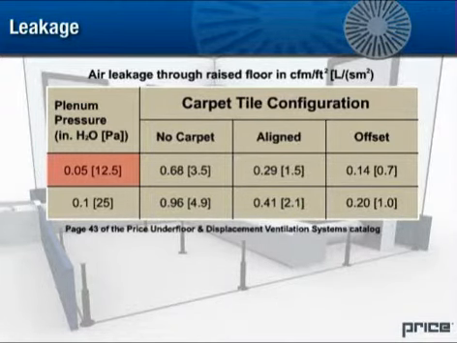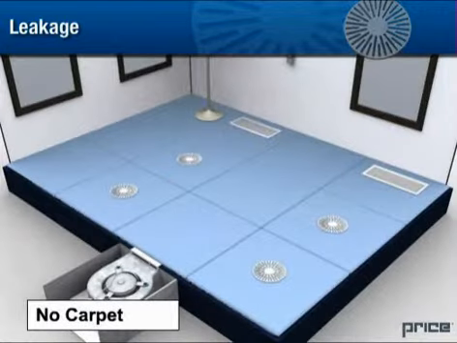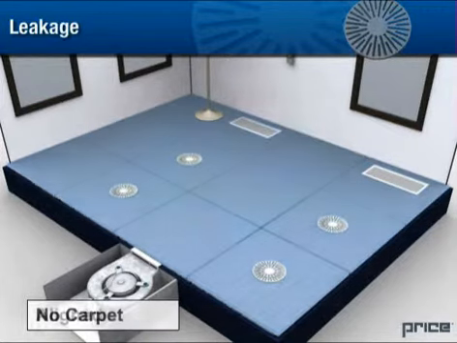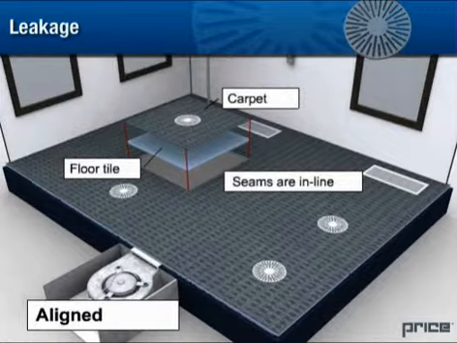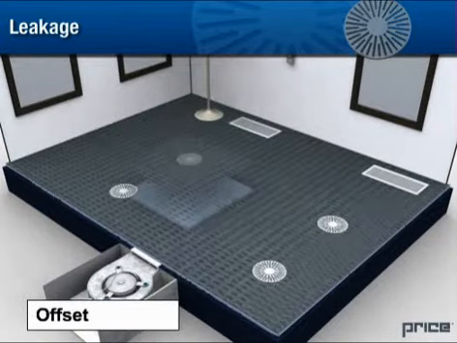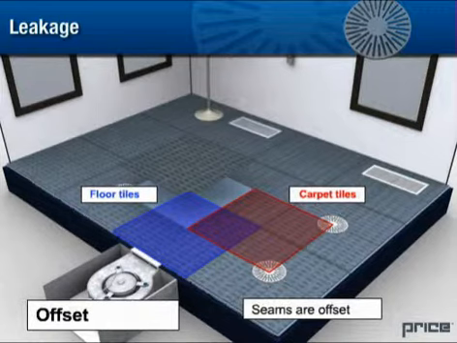standard floor with 0.05 inches water gauge and 0.1 inches water gauge of pressure. In this table, no carpet refers to a raised floor installed without any room side finishing. Aligned refers to the carpet tiles, equal in size to the floor tiles, having their seams directly above the seams of the floor tiles. Offset refers to the carpet tile, equal in size to the floor tiles, having their seams offset in both directions from the floor tiles.